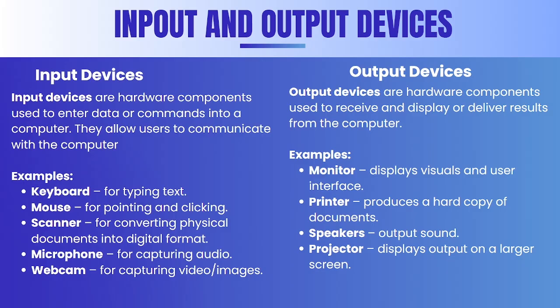Output devices are hardware components used for receiving and displaying or delivering results from the computer. Example, monitor is for displaying video and user interface. Printer, they produce a hard copy of documents. Speaker, produce output sound. Projector, used for displaying output on a larger screen.